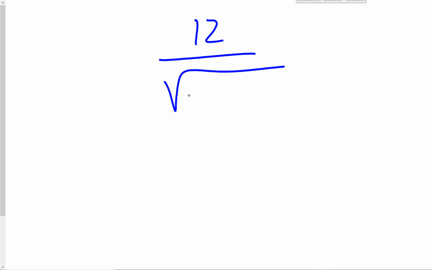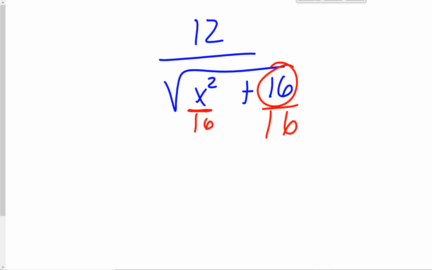So if I have, say, 12 over square root of x squared plus 16, okay? And I want this to be 1, well, I have to divide that by 16. That means I would also have to divide this by 16. But that is the same thing as x over 4 squared, right?